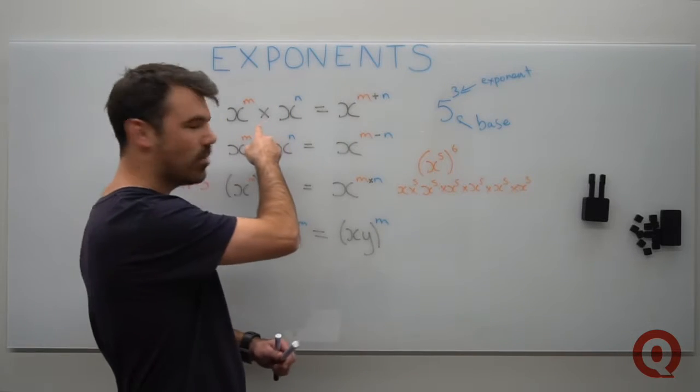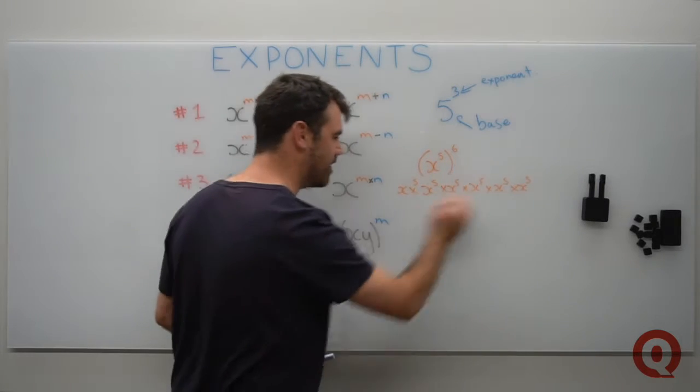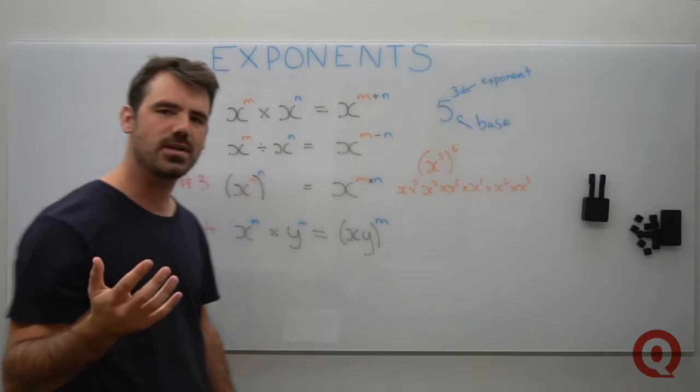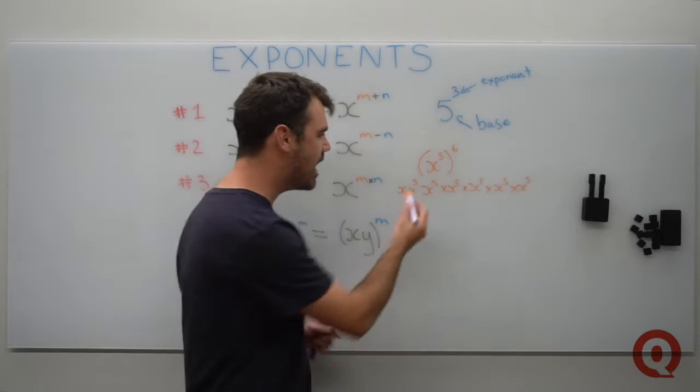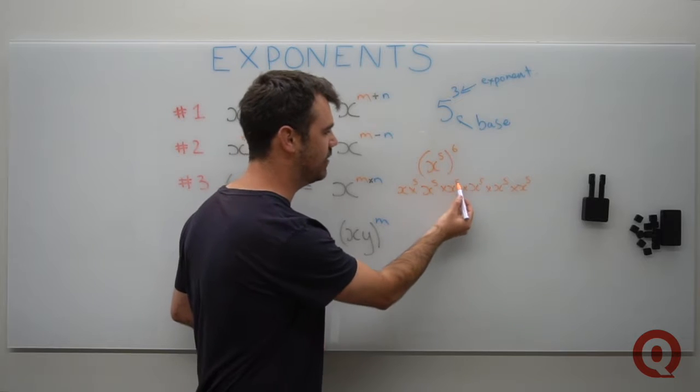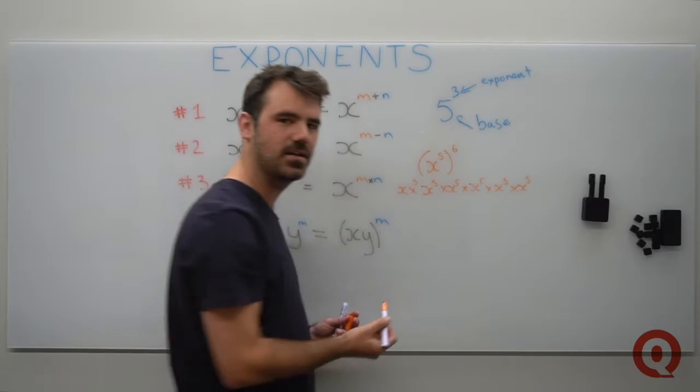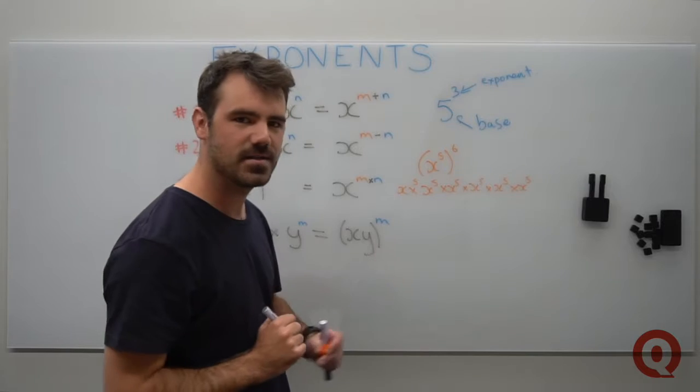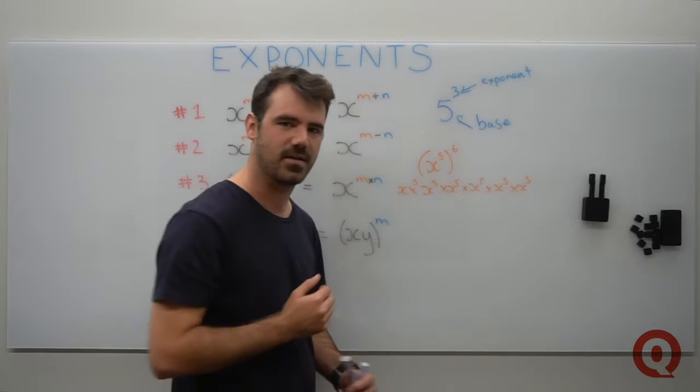Let's go back to rule number 1. If I multiply and the bases are the same, what am I doing to my exponents? Well, I'm adding them. So 5 plus 5 is 10, 15, 20, 25, 30. Notice how I got to the same answer. So this is basically just the shortcut.